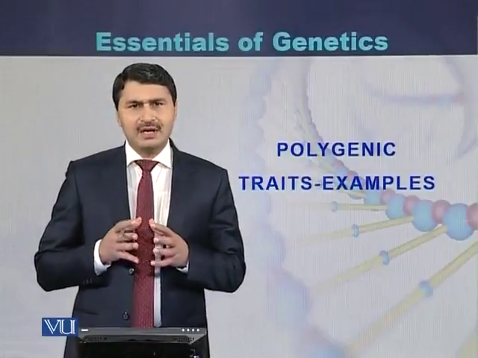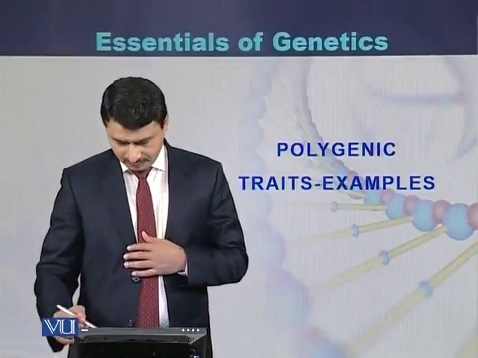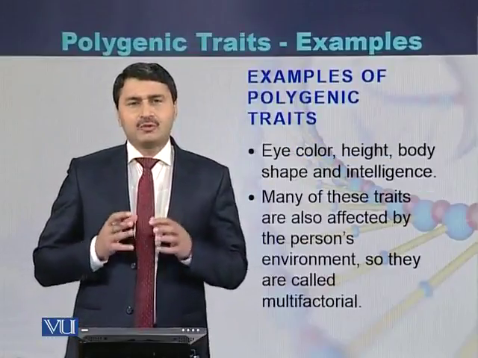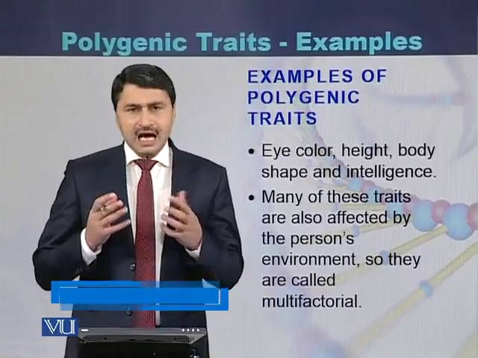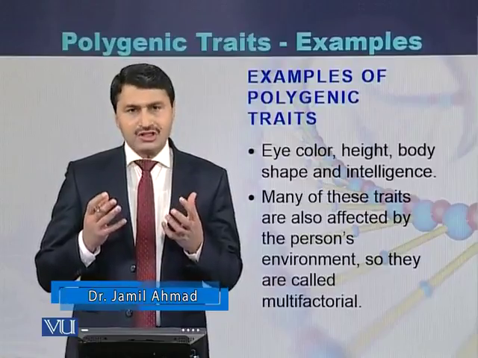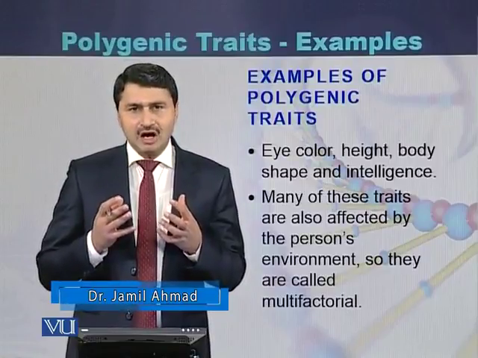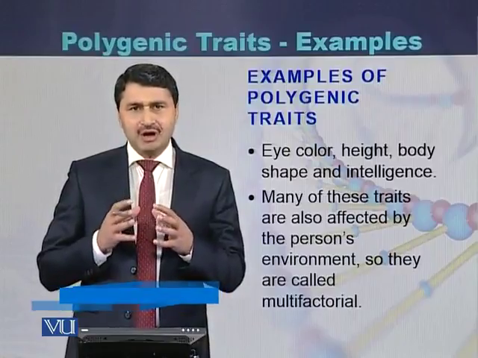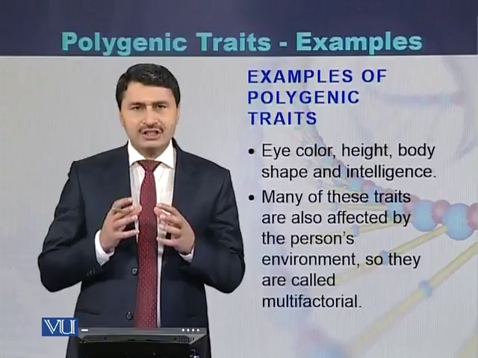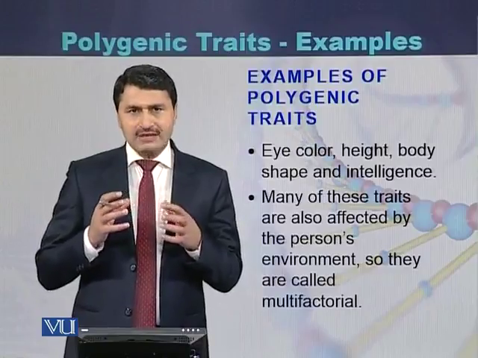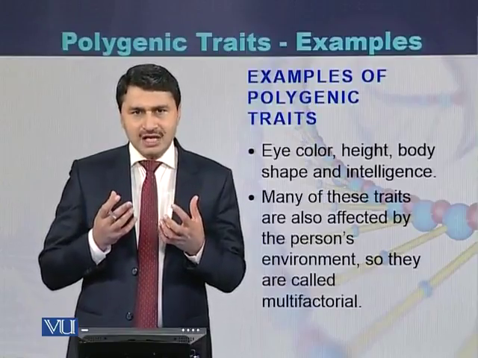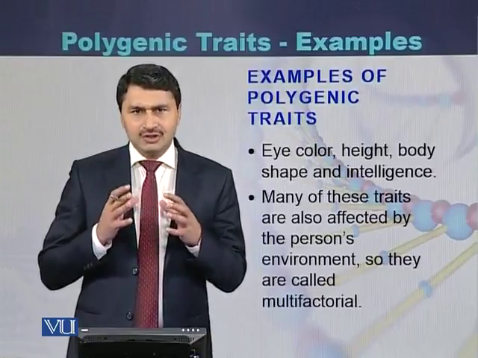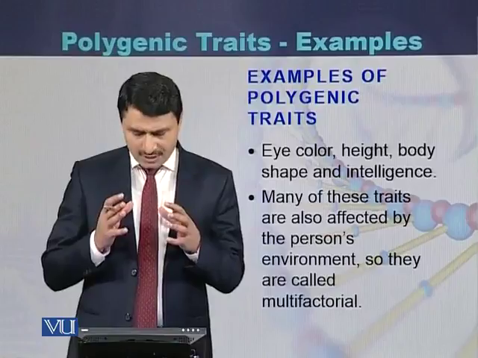Polygenic traits, some additional examples. Examples of polygenic traits can be eye color, height, body shape, and intelligence. All these are types of polygenic traits because more than one gene contributes. Let's say we take the example of height: there are approximately 3 genes. There are more than 3 genes which control the height of humans.